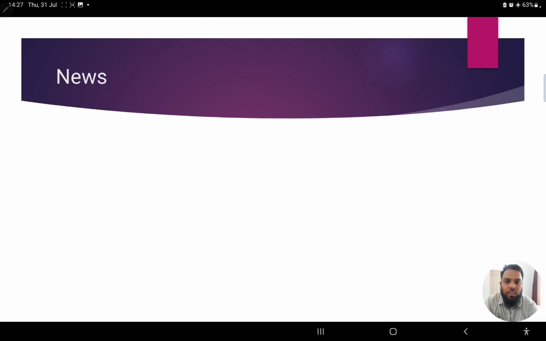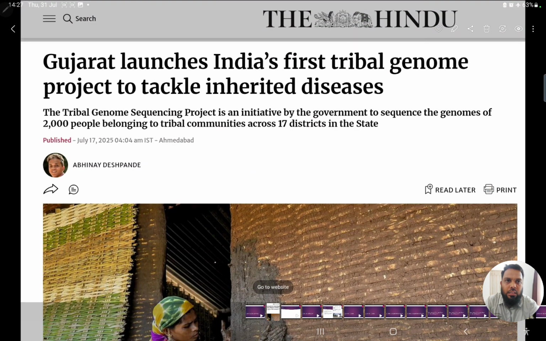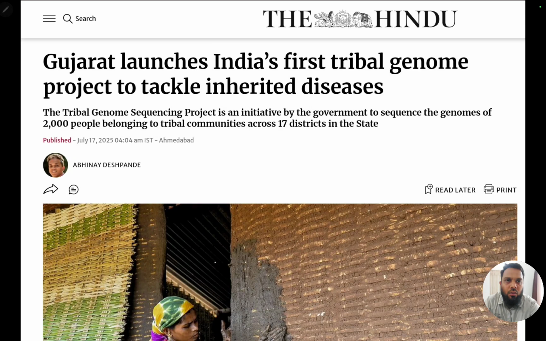So first of all, we'll be seeing the news. See, recently there was a news: Gujarat launches India's first tribal genome project, right? Again, the reason is to tackle the inherited diseases. So the tribal genome sequencing project is an initiative by the government to sequence the genomes of 2000 people.